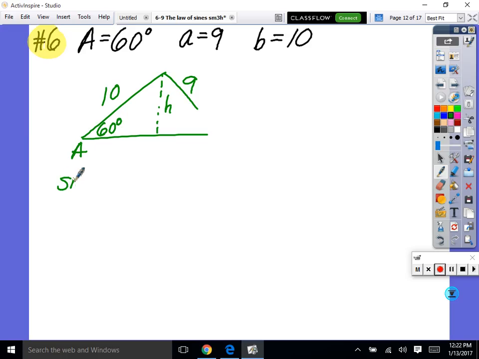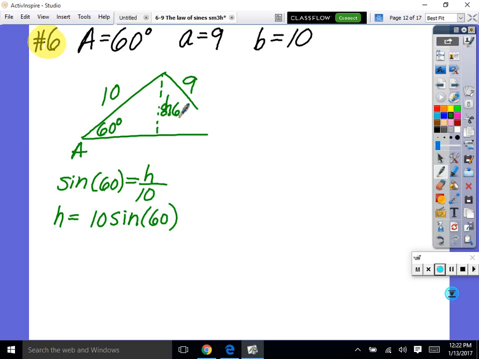So we would say sine of 60 equals h over 10. So h is equal to 10 sine of 60, right? I'm figuring out my height to know if it does exist or not. And if there's two triangles, then I need to solve both, or find whatever it is. So it's 10 sine of 60. I got 8.6 when I did it in my calculator. So this height is 8.6.